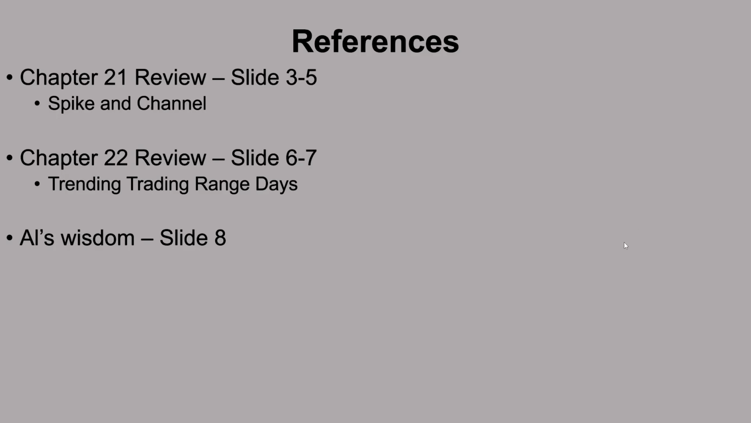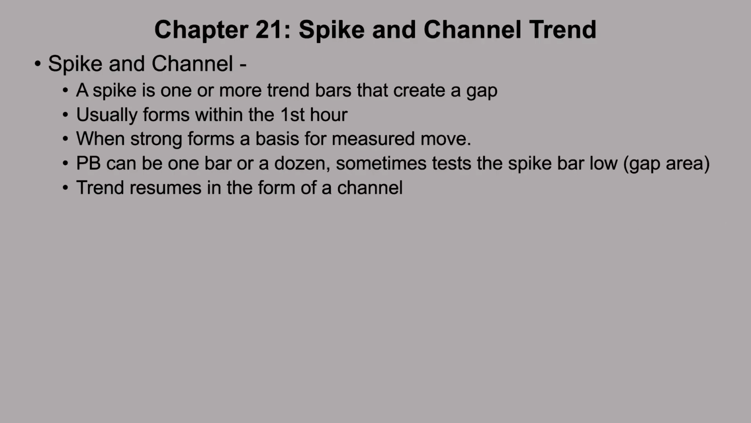Moving on. Chapter 21 is about spike and channel trends. I find these to be the most common, and I think Al talks about how it's the most common type of trend as well. A spike and channel is really just at least one trend bar that creates a gap. Usually they're formed in the first hour, but you can see in my examples that they can be formed at any time. But in my opinion, they are the best when they're formed in the first hour, and they tend to create the strongest trends. And when they are strong, they form a basis for the measured move, which I will show in my example.